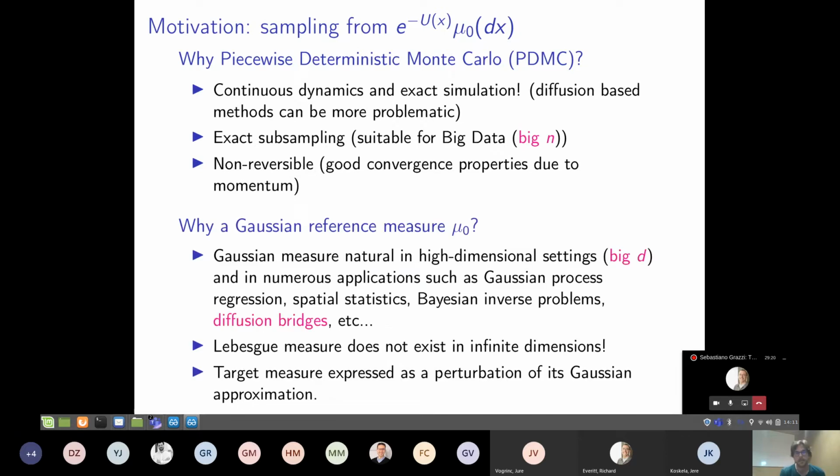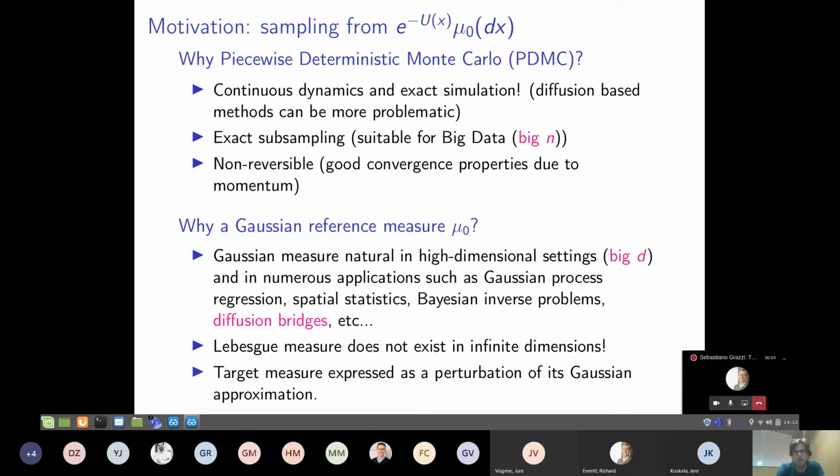On the other hand, why are we interested in Gaussian reference measures? We would like to try high-dimensional settings, and in high-dimensional settings, Gaussian reference measures are more likely and more natural than Lebesgue measures. There are here a bunch of applications, but of course there are also others. For example, Gaussian process regression, spatial statistics, Bayesian inverse problems, or what I'm going to talk about, the simulation of diffusion bridges, which use a Gaussian reference measure. Plus, if we want to go to infinite dimension, then of course the Lebesgue measure does not exist.